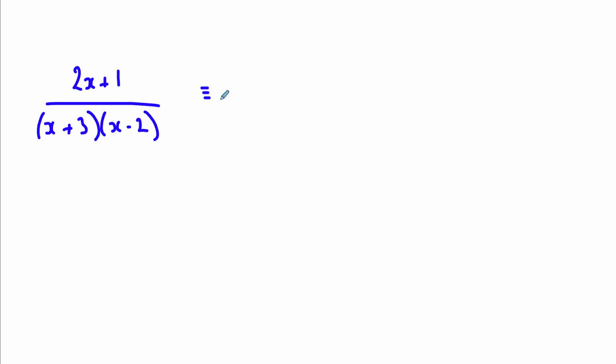So the question was (2x + 1) over (x + 3)(x - 2), and we are going to say that that is going to be identical to some number over (x + 3) add another number over (x - 2). So how do we work this out?